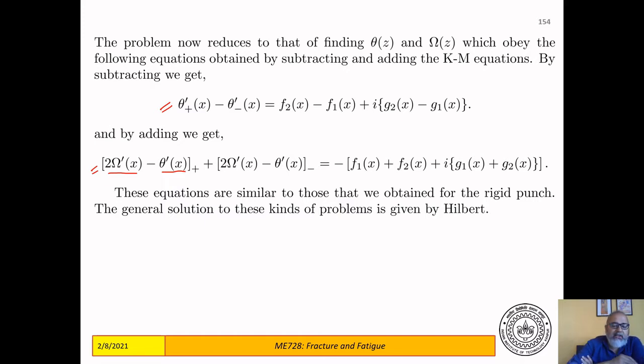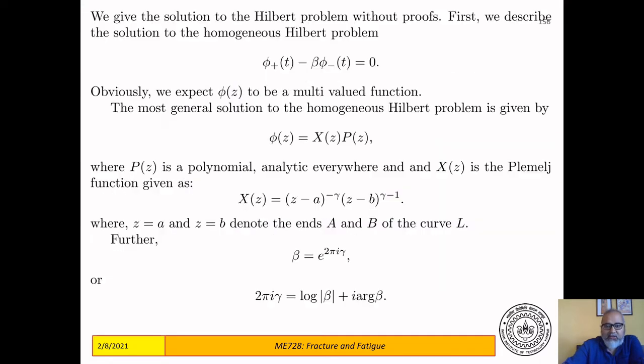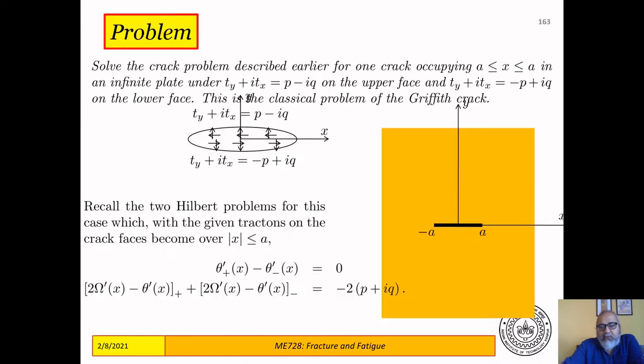So we will not do this problem in its totality. We will take a subset of this problem, a simpler subset, which is actually a famous problem that was solved at the beginning of the development of fracture mechanics, and this is a classical problem called the Griffiths problem.